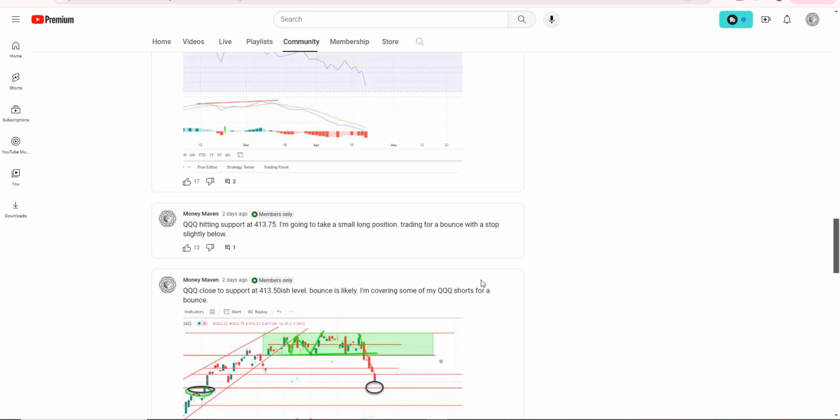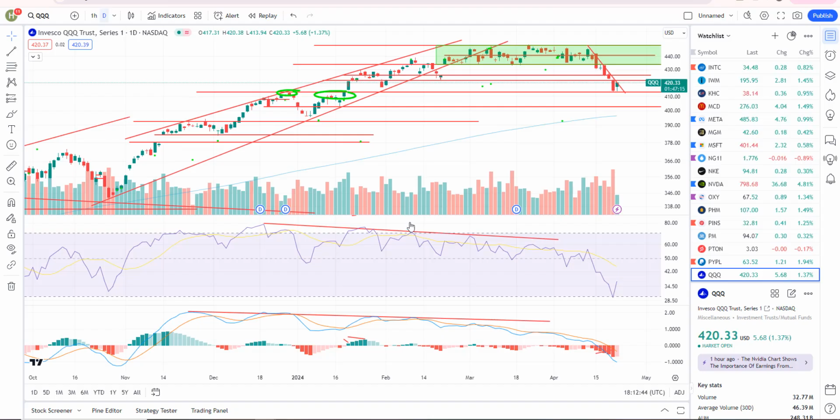I have a couple people say I only post on down days and no bounces. Guys, I'm in the private member group. These are comments that I've posted, from 2 days ago, on Friday. I basically said QQQ, close to support at the 1350-ish level, bounce is likely, I'm covering some of my Q shorts for a bounce. And then again, towards the end of the day on Friday, QQQ hitting support at 413.75, I'm going to take a small long position trading for a bounce with a stop slightly below.